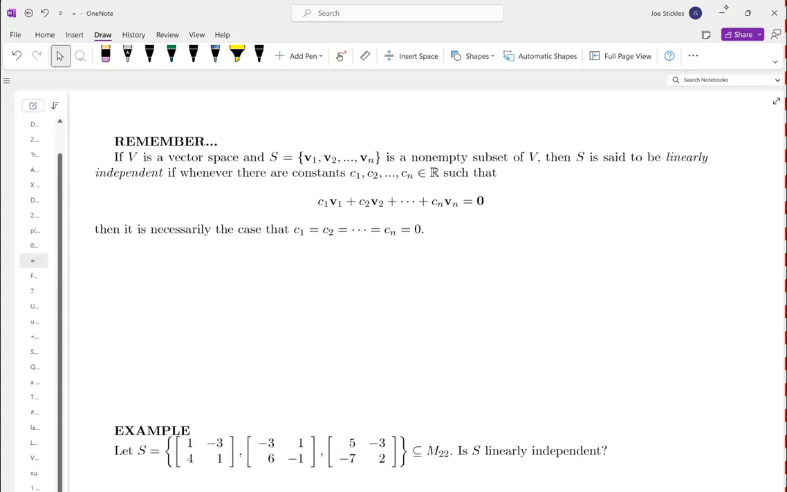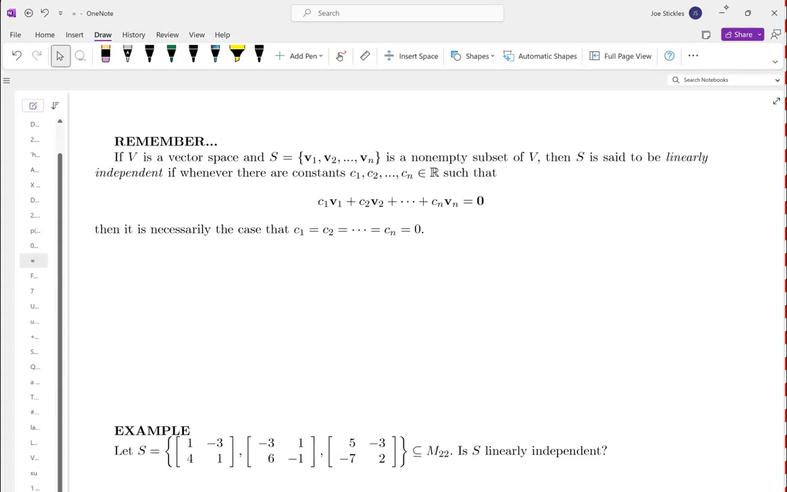Okay. So anyway, this first part is just the definition of what it means to be linearly independent. What it says is that if we have a linear combination that equals the zero vector, so that's important, right? When we're talking about linear independence, we're talking about a linear combination that gives me the zero vector. If that's the case, then it's necessary that the coefficients, the constants that we're using for our linear combination, are all zeros.